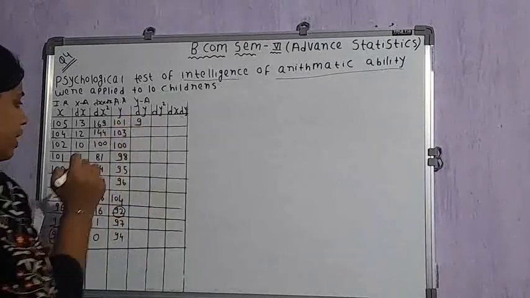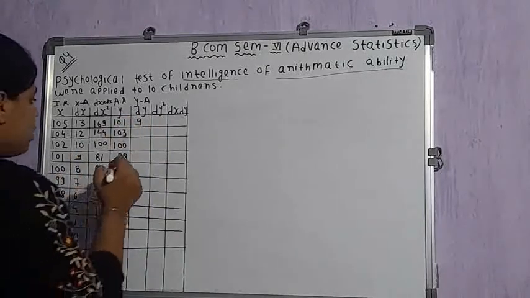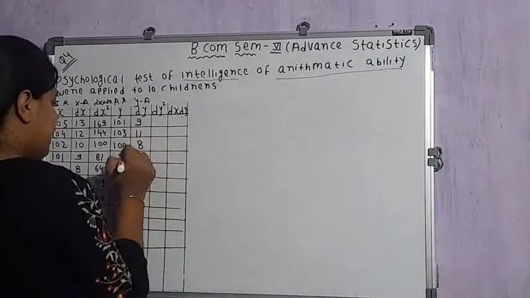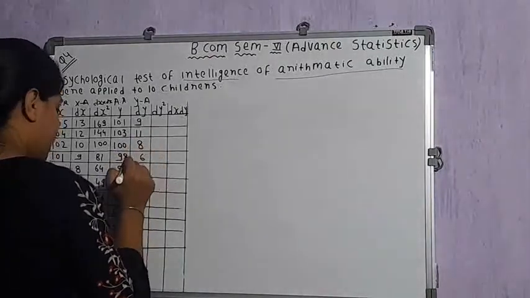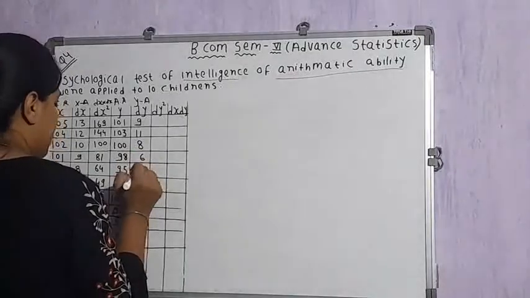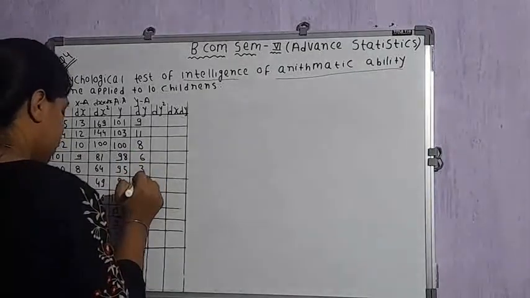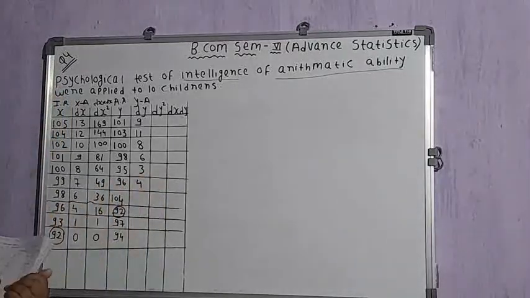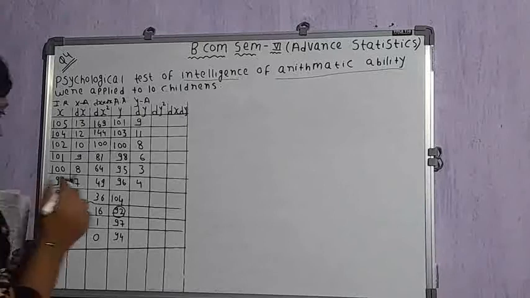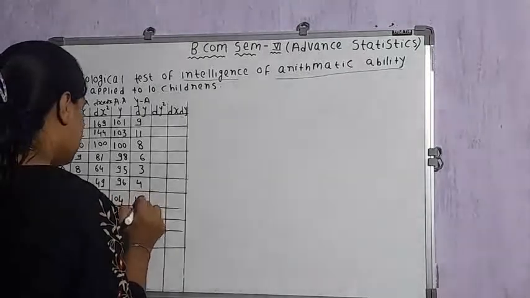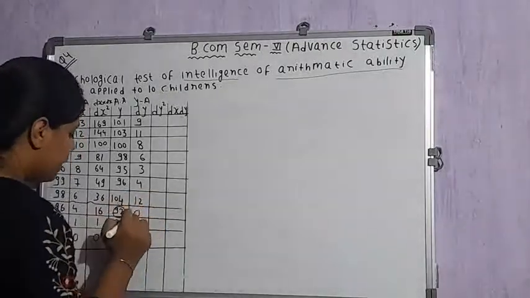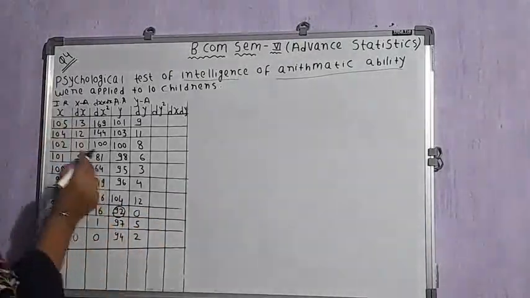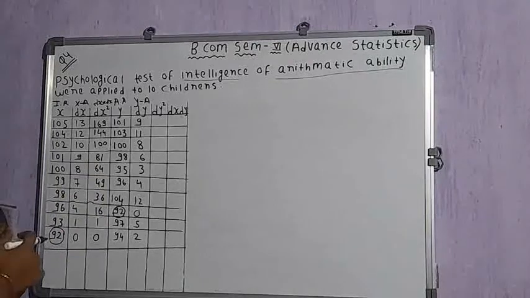Then 103 minus 92 would be equal to 11. 100 minus 92, 8. 98 minus 92, 6. 95 minus 92, 3. 96 minus 92, 4. 104 minus 92 would be 12. Then 92 minus 92, 0. 97 minus 92, 5. 94 minus 92, 2. So this way we have calculated the value of dy as well.